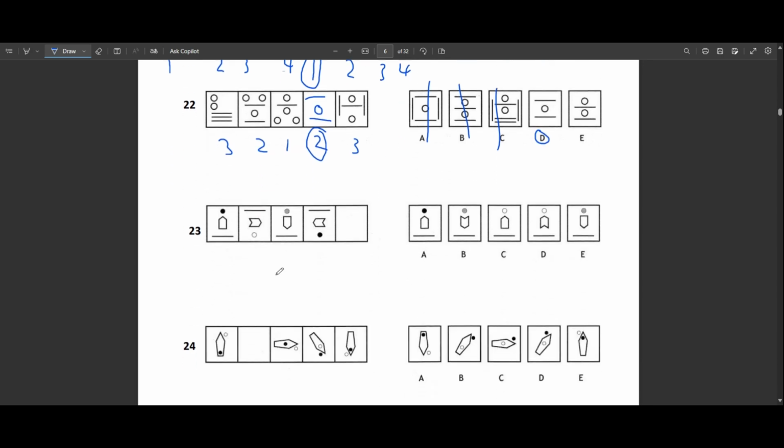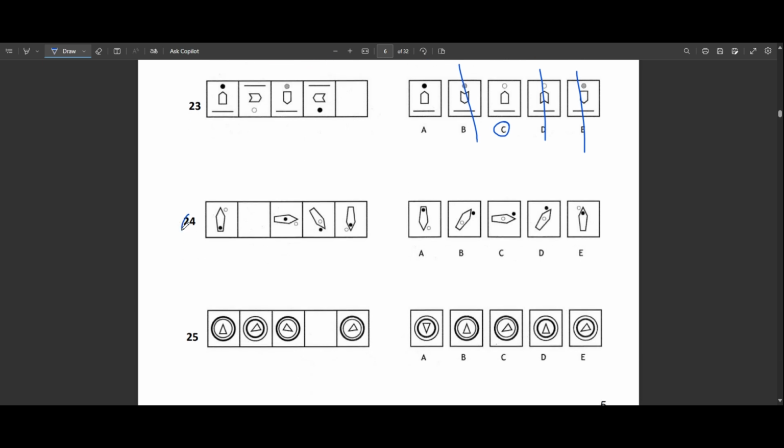Okay, question 23. The arrow here is pointing up, then right, then down, then left. It should be pointing up next if it's rotating. Going black, white, grey, black, white, grey. So it's going to be option C.